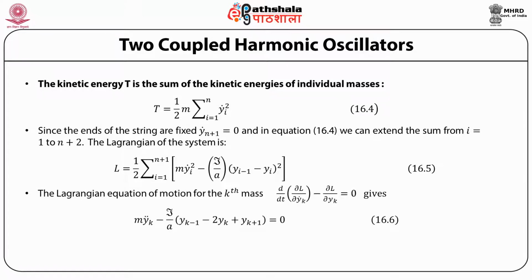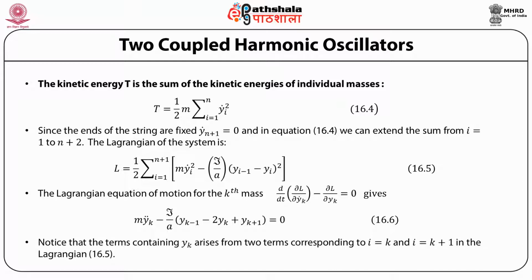The Lagrangian equations are easy to obtain, and the Lagrangian equation for i is equal to k, for example, is m y k double dot minus T by a (y k minus 1 minus 2 y k plus y k plus 1) is equal to 0. Notice that the terms containing y k arise from two terms, corresponding to i is equal to k and i is equal to k plus 1, in the Lagrangian.